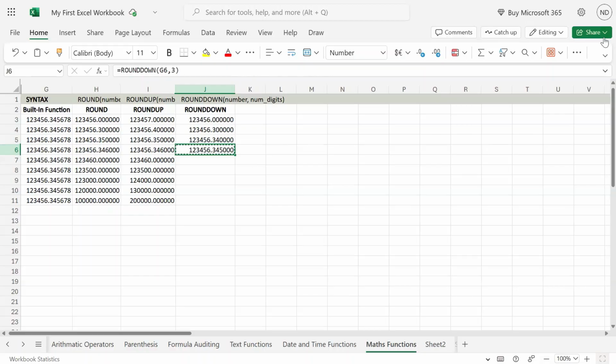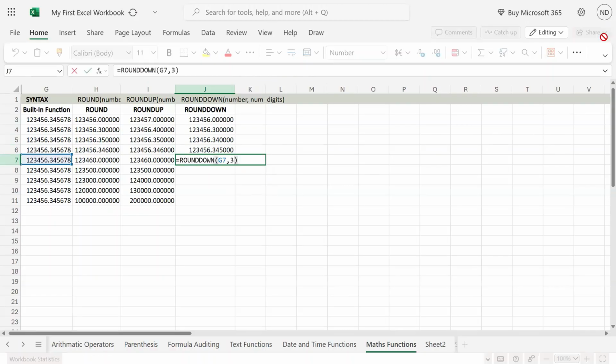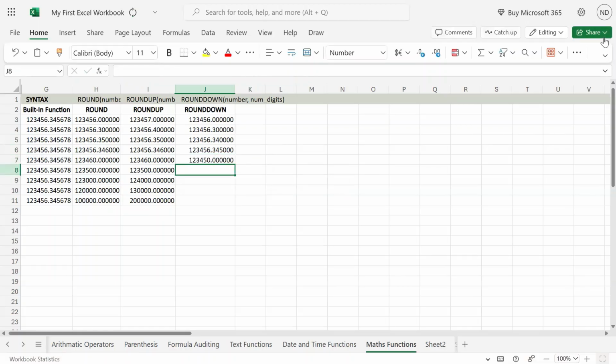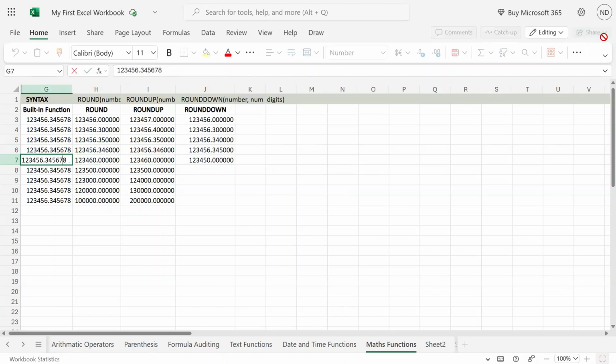Let's try for the integer part. Let's try -1. Yes, it is keeping it as it is, even though my digit was greater than 5. So you can see here the digit was 6, which is greater than 5, hence it had got rounded up and you got the next digit as 6. But in the round down function, it remains as it is.